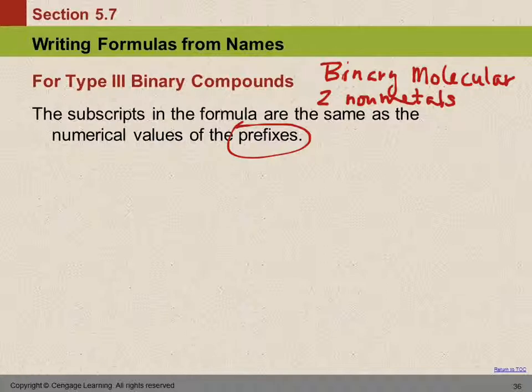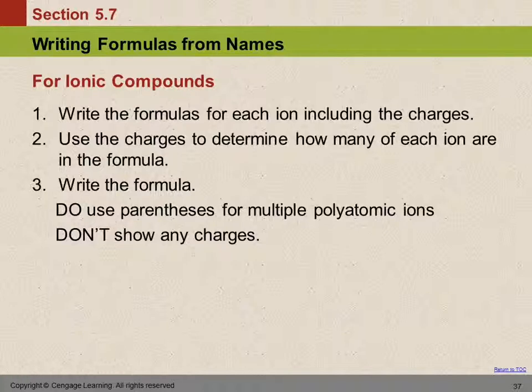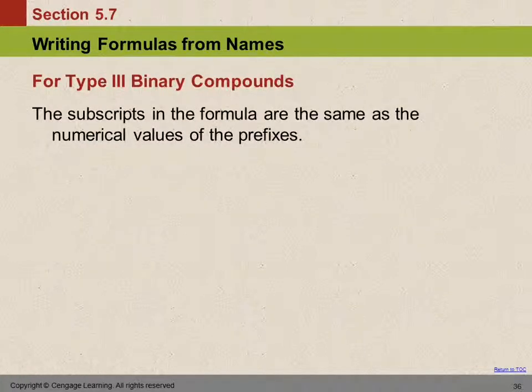And so we're starting with this one because these are the easiest ones to write formulas for. You look at the name, it tells you which two elements are there, and the numerical prefixes tell you how many of each of them. So hopefully on the next slide there's examples. No. Well, we're going to just make some examples up then.